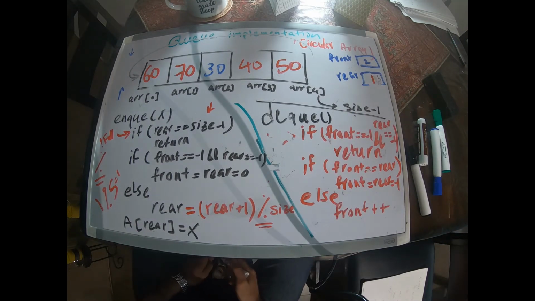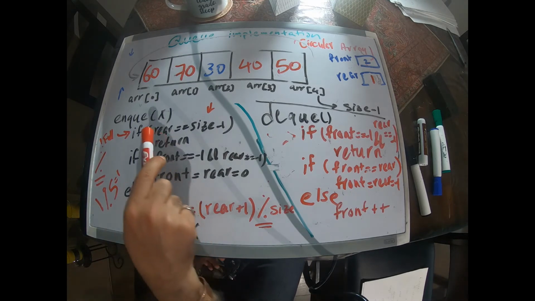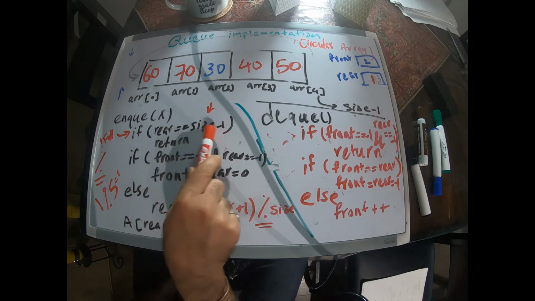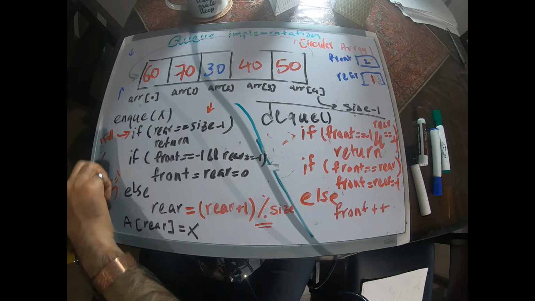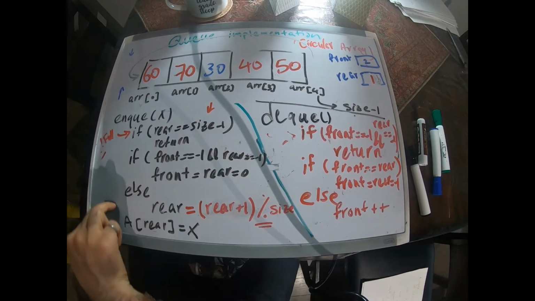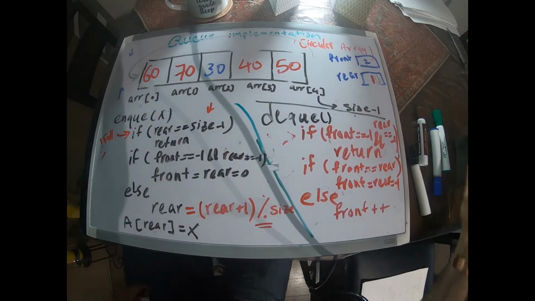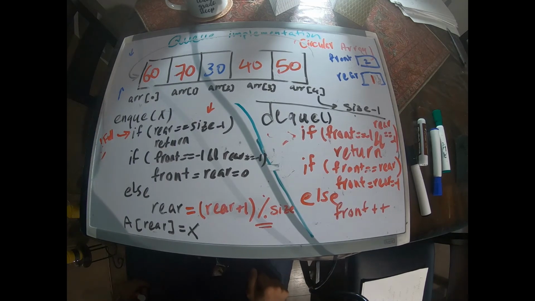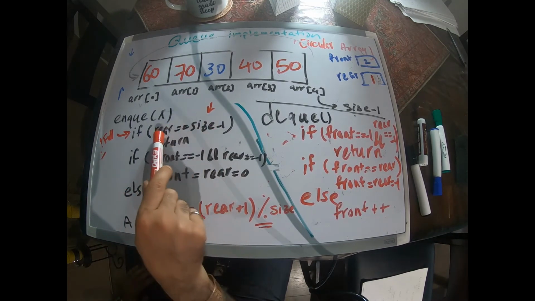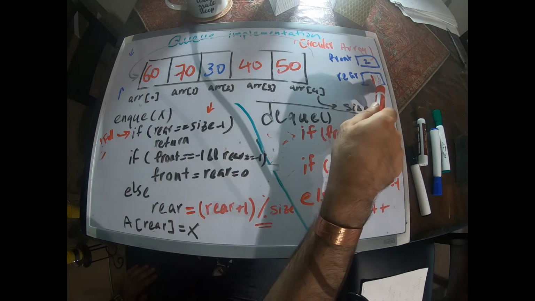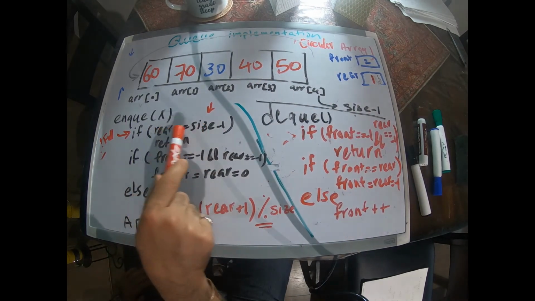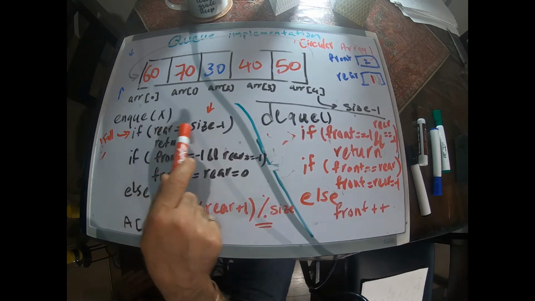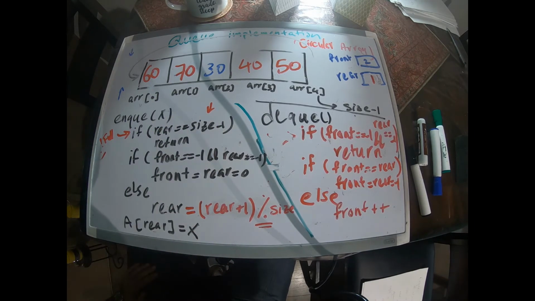Okay, let's see if this condition is correct or not. I want to NQ another number. Let's look at our array. What do you think? Can I NQ another number? No, I can't. My array is full. But look at this condition. Is rear equal to size minus 1? No, it's not. So I can't keep this condition to check if my queue is full or not. I have to change it.